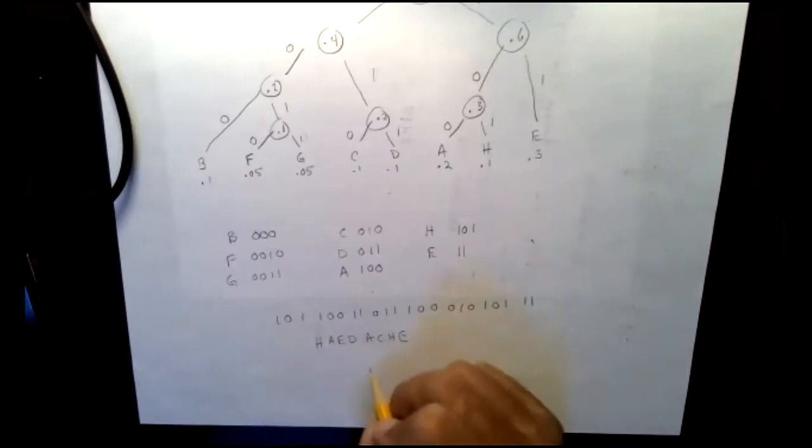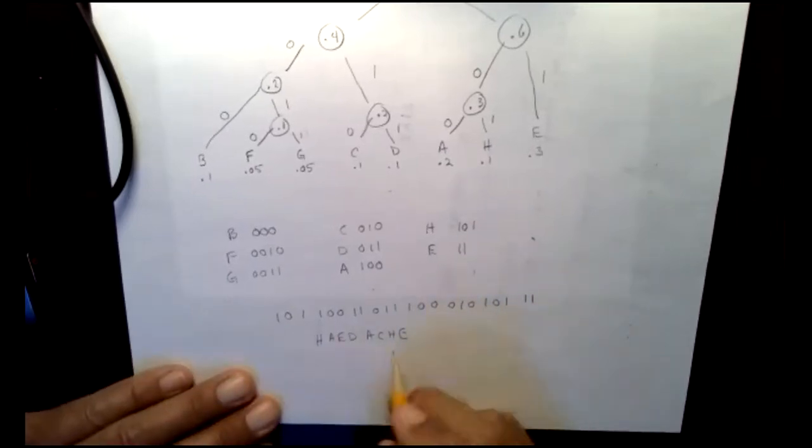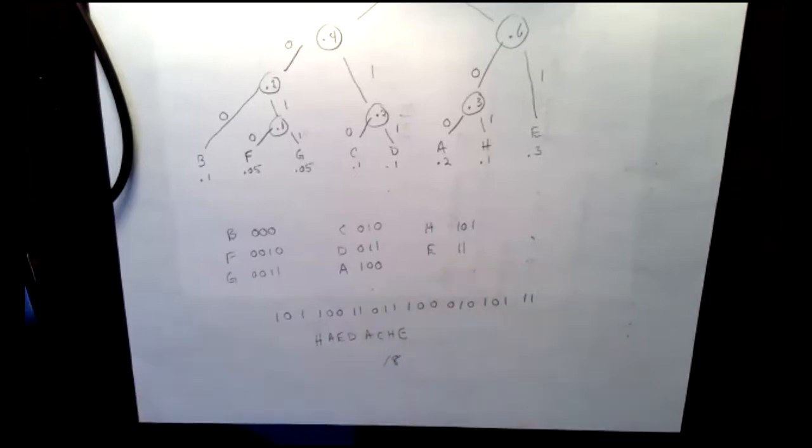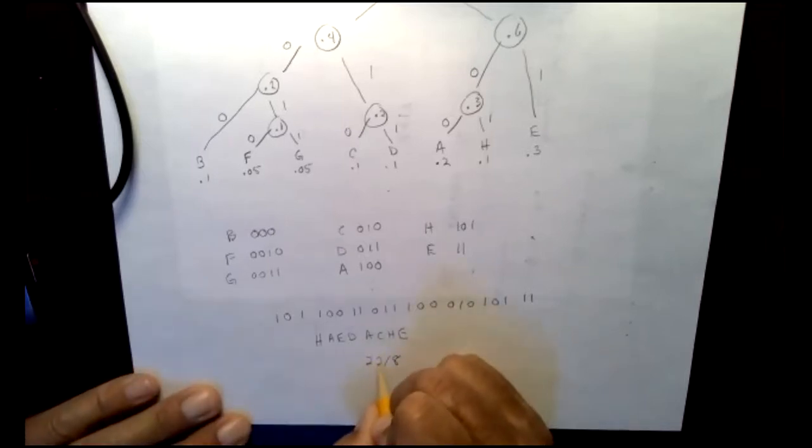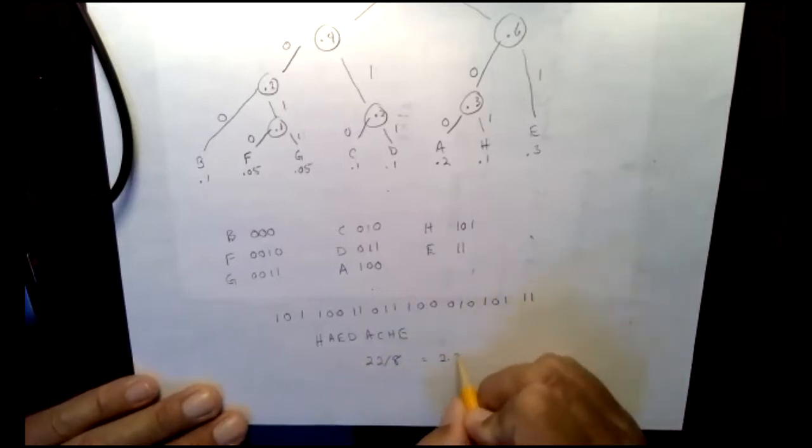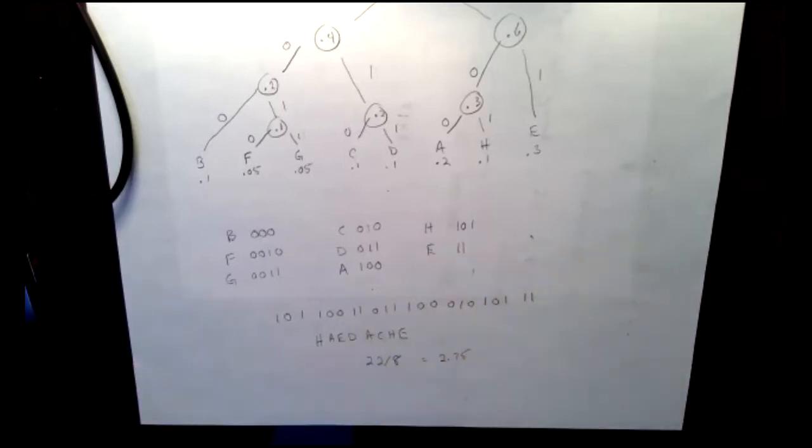Come on, man. Count them all up. How many characters are there? Eight. Okay. How many digits are there? 22 divided by 8. 2.75. Not too shabby.